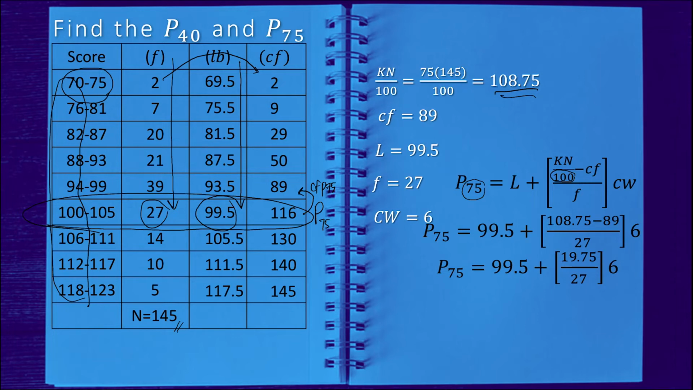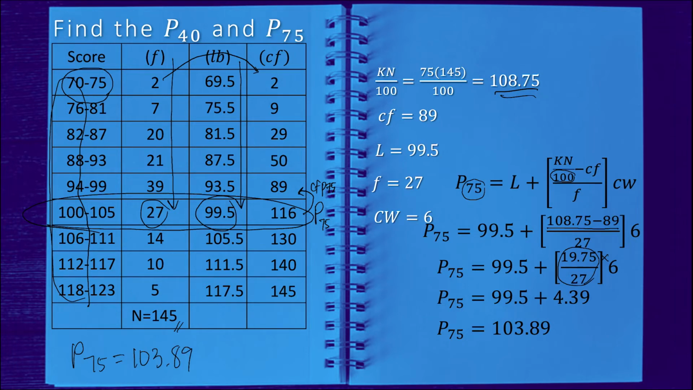Okay. We have, minus muna natin yung nasa numerator or subtract natin yung sa numerator. That is 19.75 all over 27 times by 6. Pag nagawa na po natin yon, divide and multiply, the answer is 4.39. Then add po natin sa 99.5, that is 103.89. That is P sub 75. 103.89.